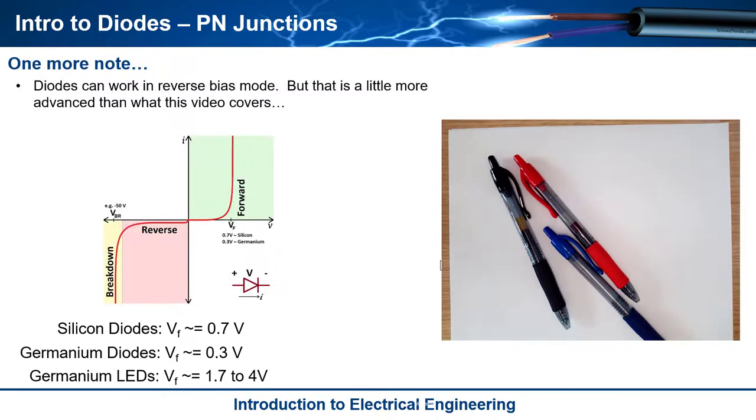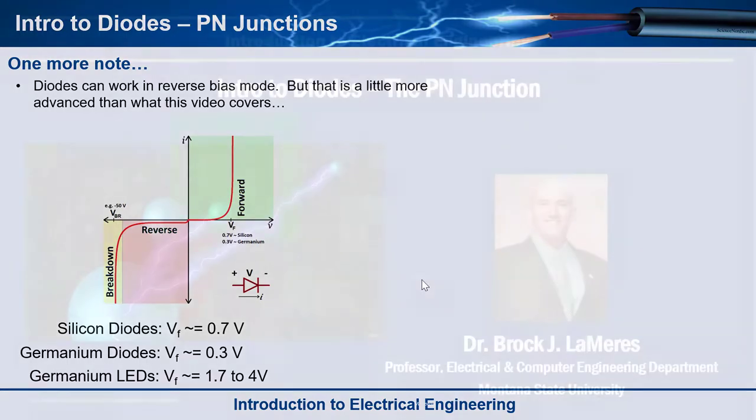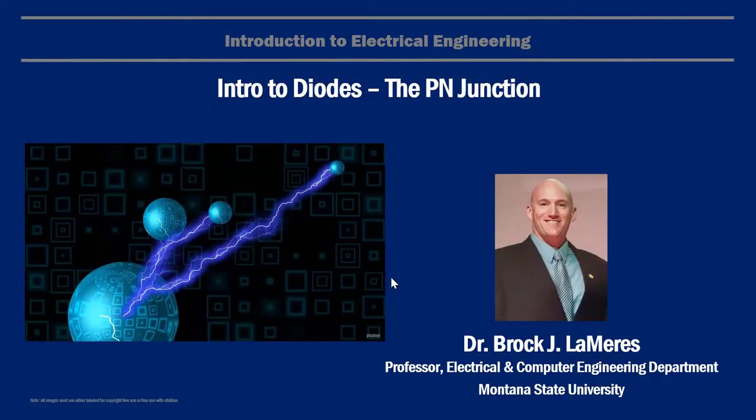Okay, now one more note before we end. You can run a diode in reverse bias mode, but that is beyond what we are covering in this video. This video is just an introduction to diodes where we start with forward biasing, meaning that current only flows in one direction from the anode to the cathode. All right, that is it. That is an introduction to the PN junction and the start of understanding how a diode behaves.